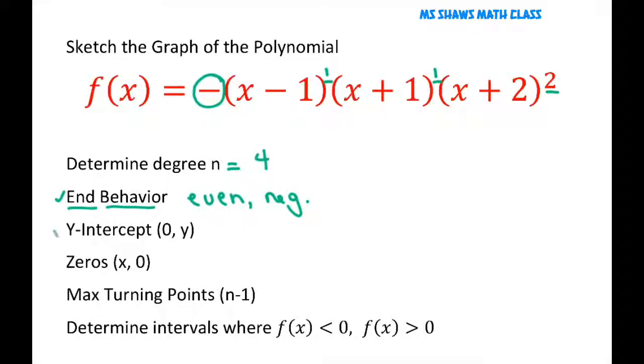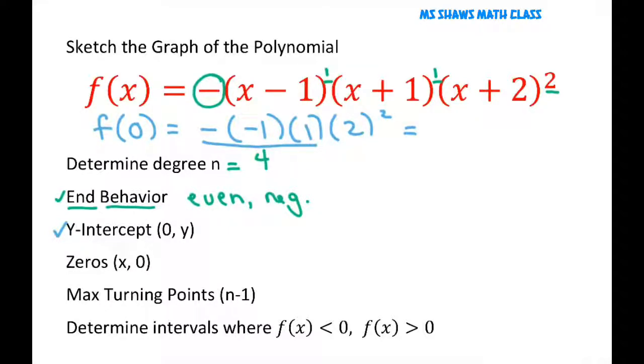All right, also our y-intercept, let's plug in 0 for all my x's. So that's just going to be, this is 1. 1 times 4 is 4. So my y-intercept is at 0, 4.